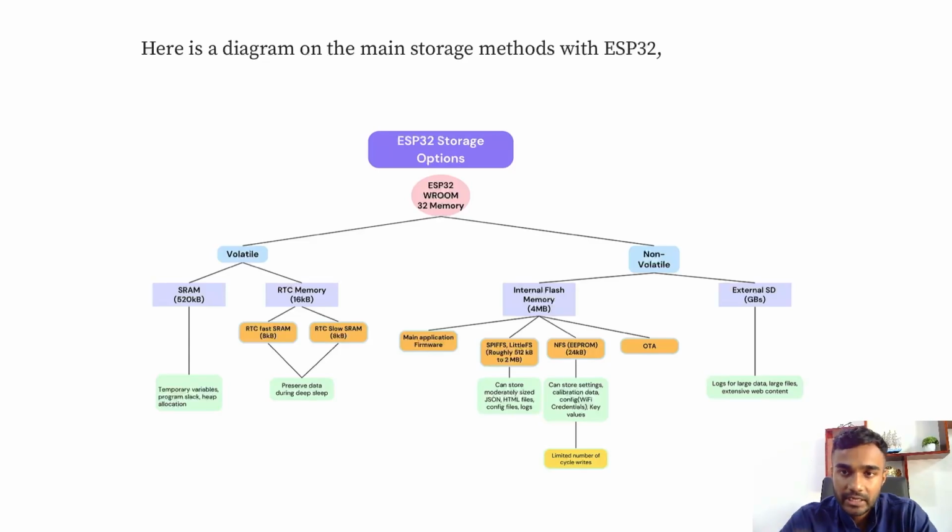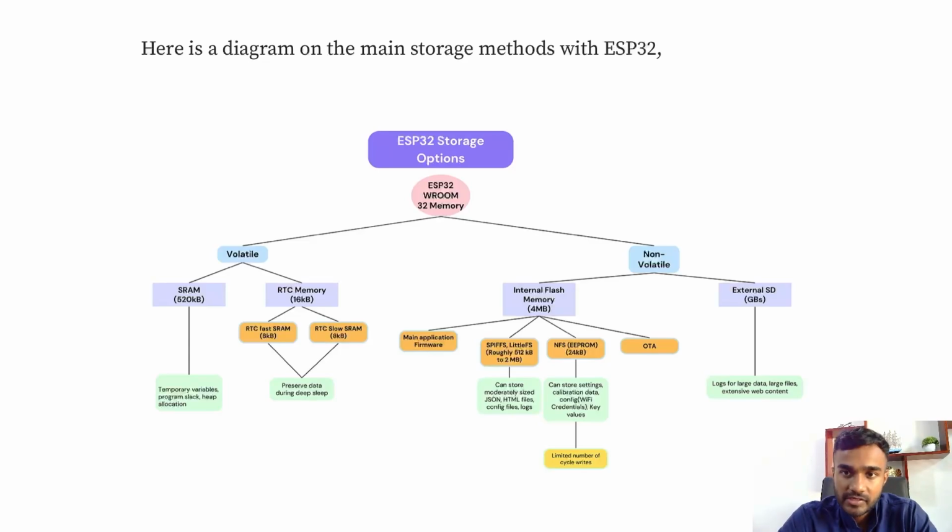And internal flash memory is one of the types of non-volatile memory. We can divide it into four. Basically the main application firmware is in it, and apart from that there are two file systems, SPIFFS and LittleFS. There we can save from 512 KB to 2 MB of data, and basically it is used to save moderate level data like JSON, HTML, text files. So moderate level data can be saved there.